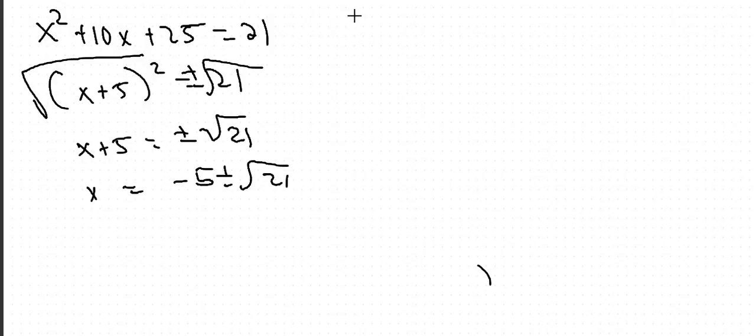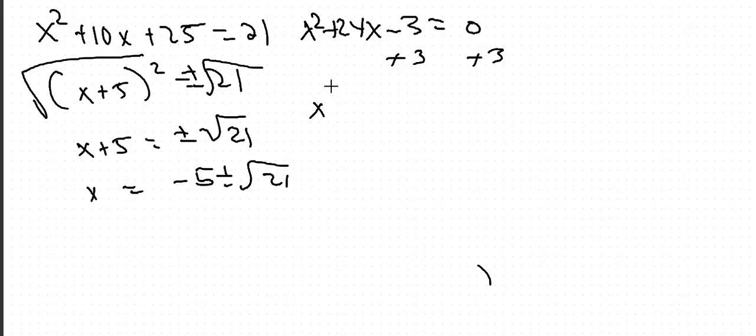Okay. Next one is x squared plus 24x minus 3 equals 0. So, x squared plus 24x equals 3. You have to solve by completing the square. Mm-hmm. Alright. What do you do with that middle number? There is a pattern. Half of it. Divide it by 2 and then square it. So divide that by 2 and square it. 144. 12 squared.